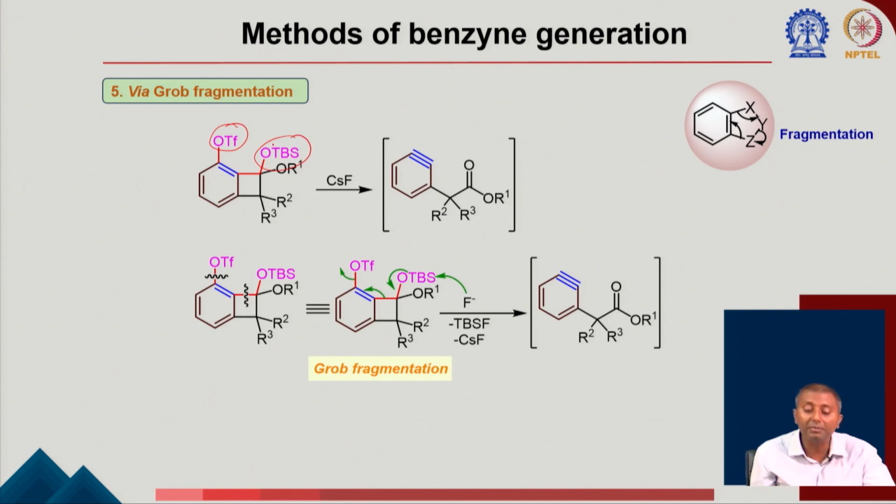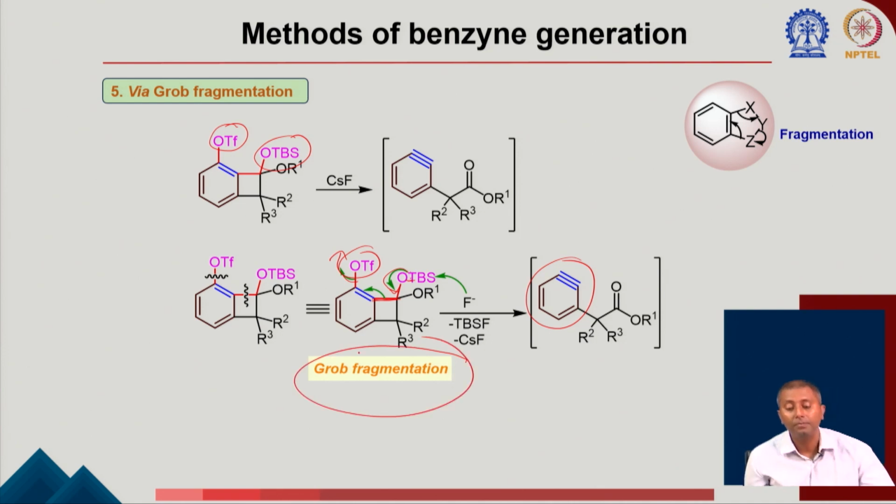So once you have this TBS protection, and if you are using a cesium fluoride, it is going to attack on this silicon first. So once the F minus is attacking on it, what is going to happen now? It is going to attack here, on the silicon, and now this can come back and allow the cleavage of this bond. The triflate is a very good leaving group, so the triflate is going to get out, and then it is going to end up forming the corresponding benzyne. So this is called some sort of a Grob fragmentation.